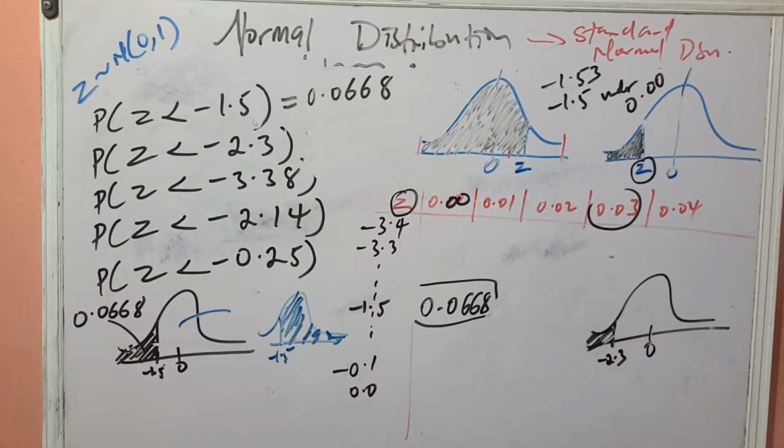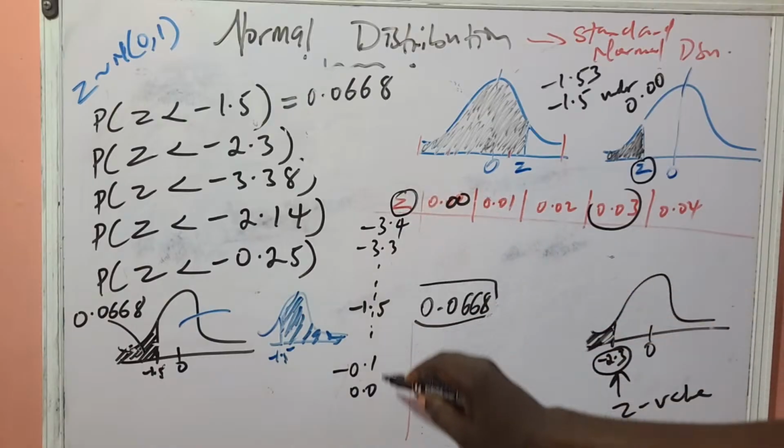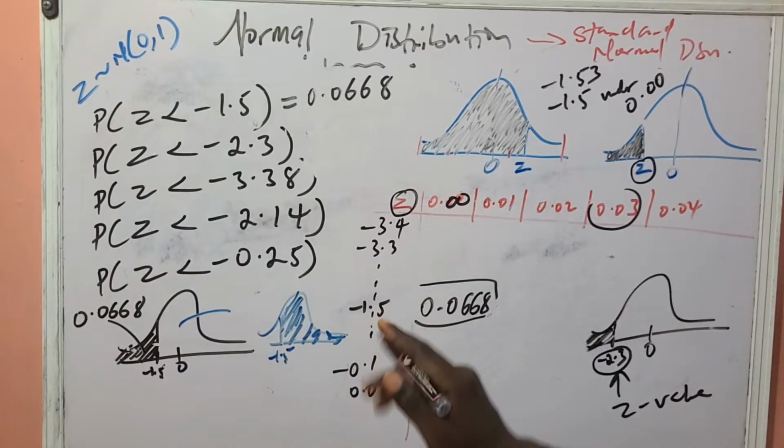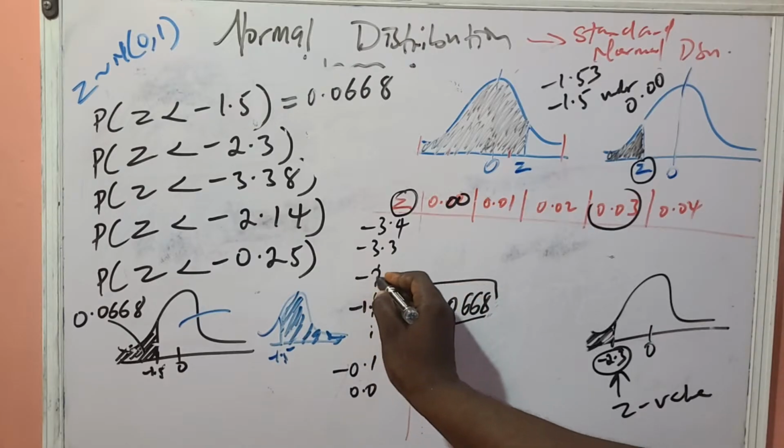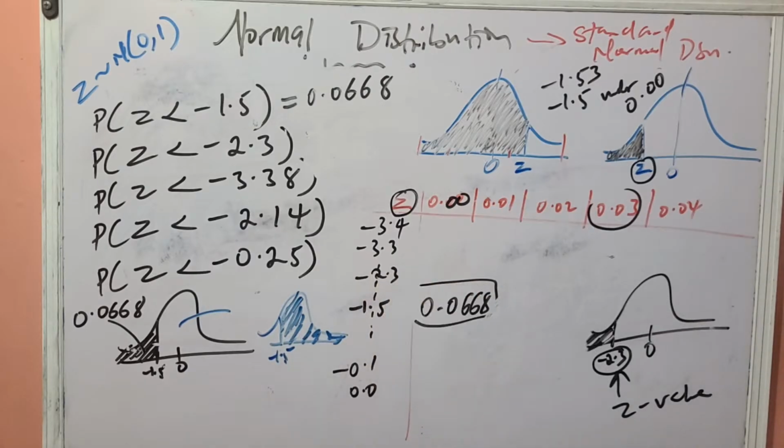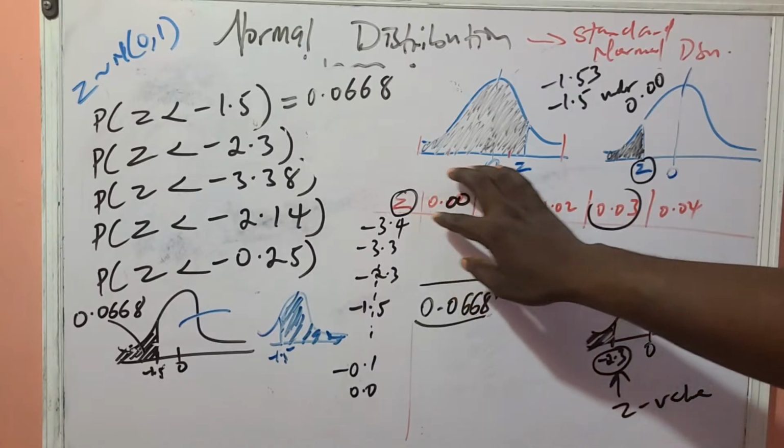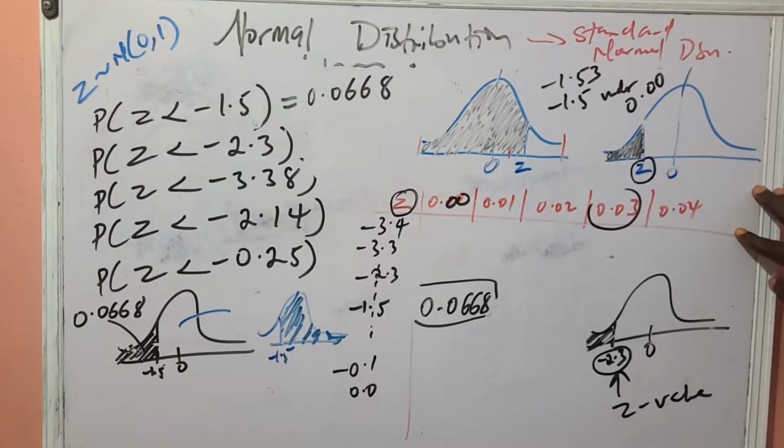So what you want to do now is go to your Z value, because don't forget, I told you guys, this is your Z column. You go under the Z column and look for minus 2.3. It will be somewhere maybe here. You will see it there, minus 2.3. After you see that on your table, the question is, what are you going to be looking for? Under what will you pick your values from?